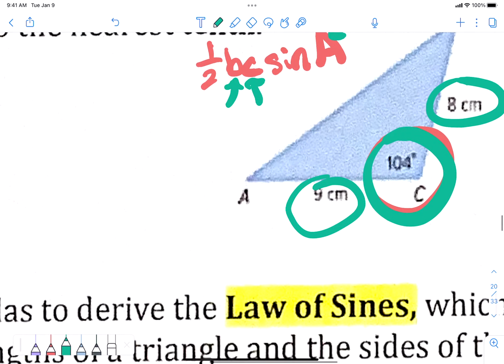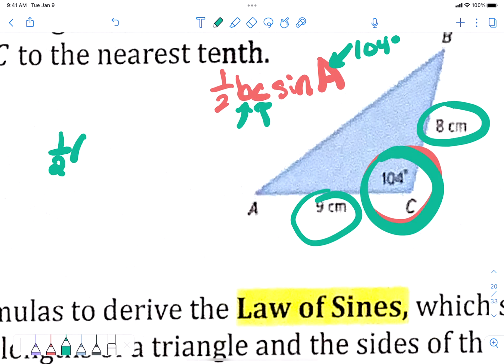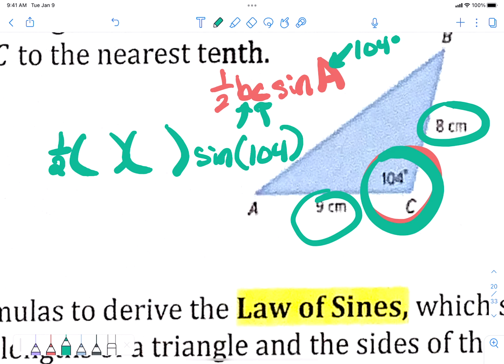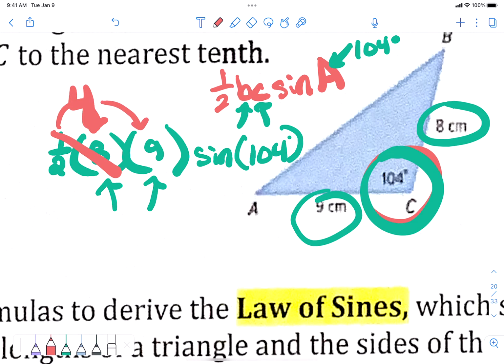So all we need to do is plug that in. It doesn't really matter which one you plug in for B and which one you plug in for C. I have to put 8 and 9 into those 2 spots. I want to put in 8 first, and the reason is, is it easier to take half of 8 or half of 9? Half of 8 is 4, and then 4 times 9 is 36. So I can just type in 36 sine of 104. Does that make sense? To find the area.